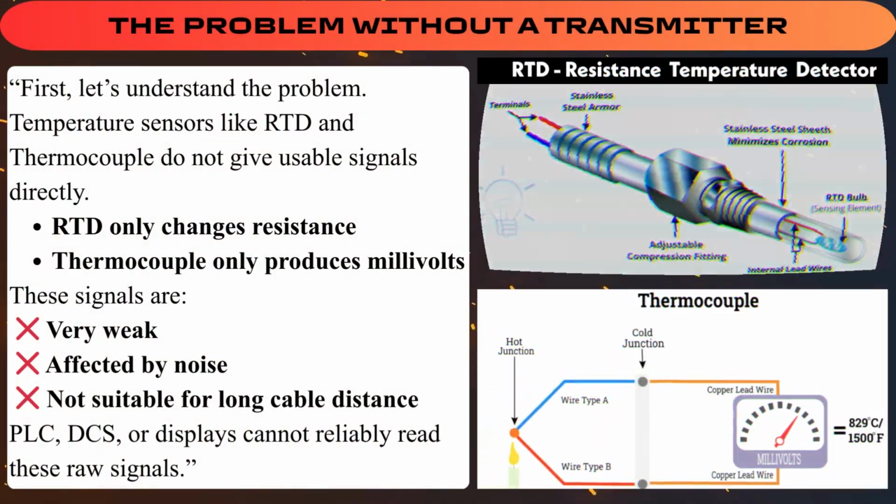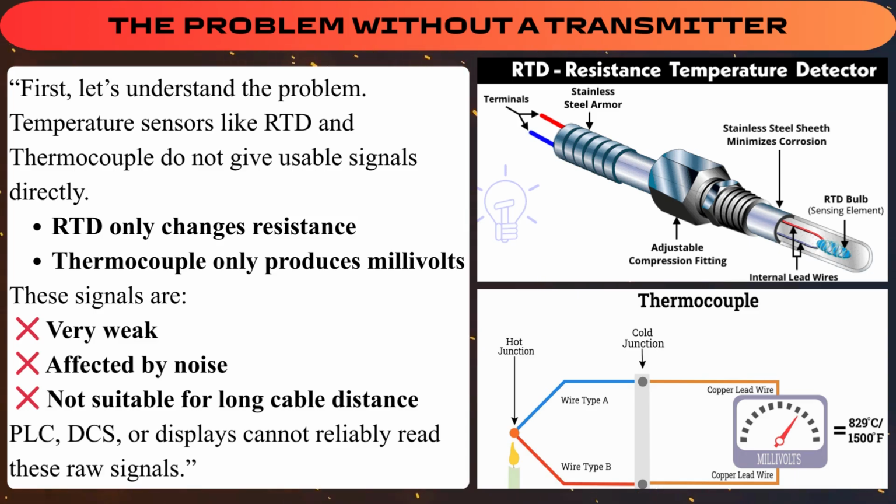The problem without a transmitter. First, let's understand the problem. Temperature sensors like RTD and thermocouple do not give usable signals directly. RTD only changes resistance. Thermocouple only produces millivolts. These signals are very weak, affected by noise, not suitable for long cable distance. PLC, DCS, or displays cannot reliably read these raw signals.